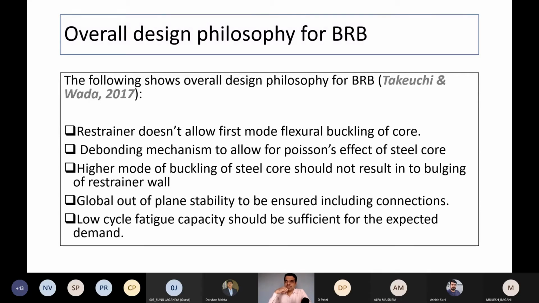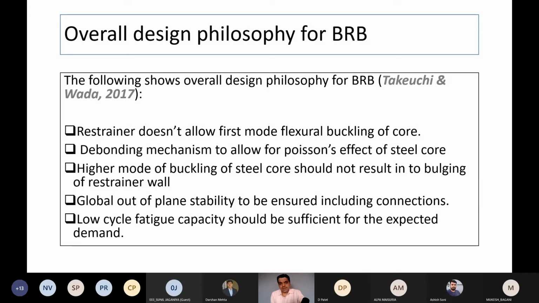Let us say, for example, we are talking about a rectangular steel plate. What is going to be the first mode of the flexural buckling? By the Euler formula we can calculate it, which is pi square EI by L square. From that we can work out the critical force which would trigger the buckling. So the most important role of the restrainer is to restrain the buckling of the steel core plate in the first flexural buckling mode, right?